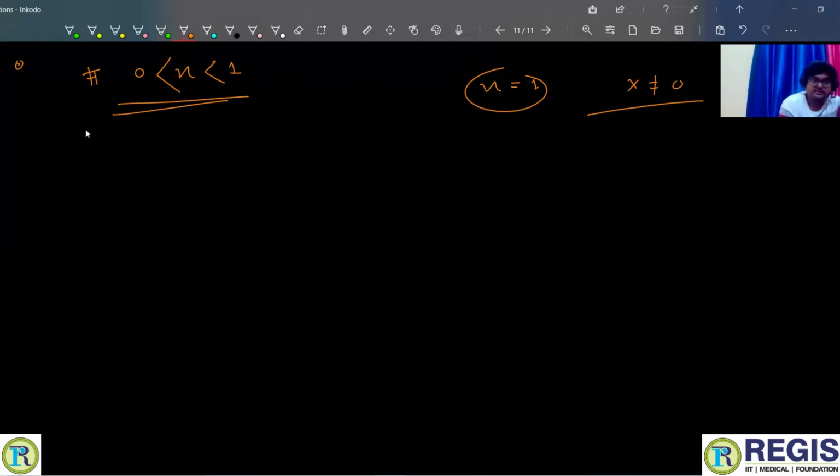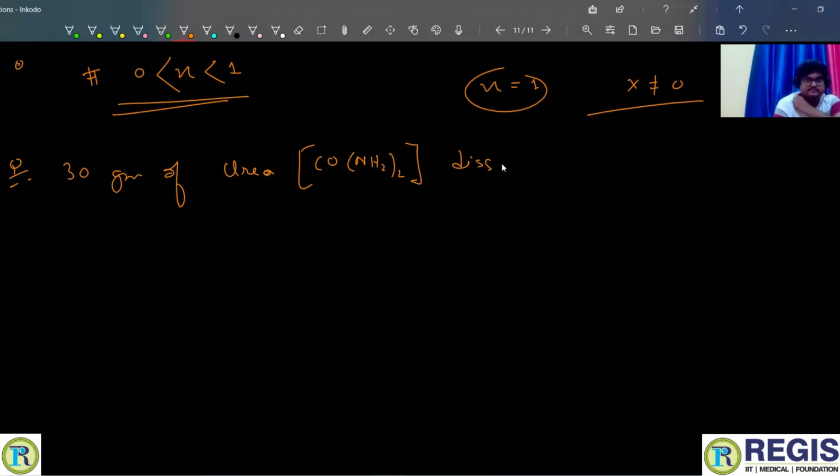Mole fraction 1 means pure solvent only, only one substance present. So giving you one question, try to solve it. 30 gram of urea. What is urea? Last class I already mentioned, it is CONH2 twice. Dissolve it in 45 gram of H2O.